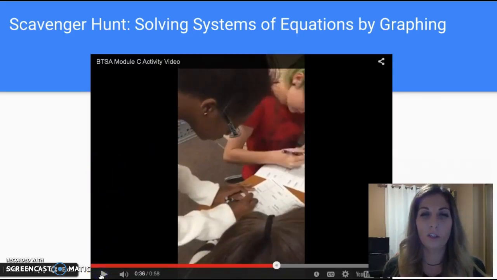So as you can see, students are working collaboratively together to solve systems of equations by graphing.